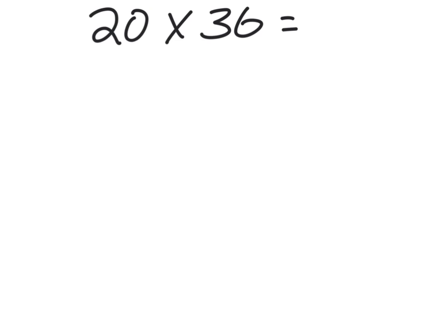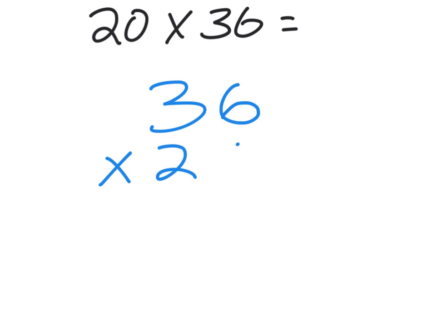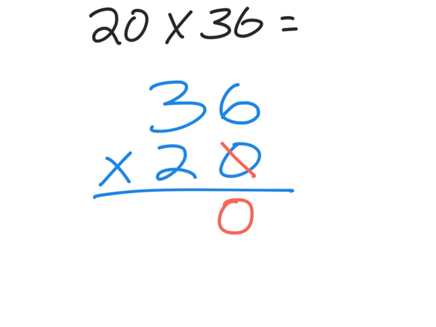Now this one's a little bit different. We have a number with a 0, 20, and a number without a 0, 36. Okay, when I have a number with a 0 and a number without one, no matter which one's bigger, I'm going to put the number without a 0 on the top, because I'm going to have to multiply by all those numbers. Then I'm going to put 20 on the bottom. Now I'm going to use my zeros trick. Put a 0 down. Now I'm going to go through the steps.